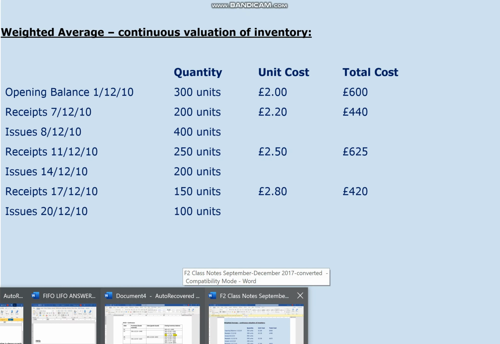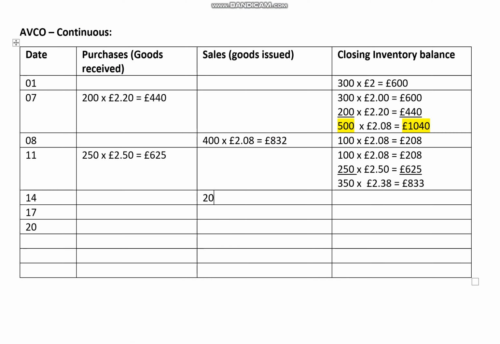Then they issued 200 units, which equals 476. So now out of 350 units, if 200 have been sold, we are left with 150 units at 2.38, with a total cost of 357. Okay, so that's our inventory on the 14th.